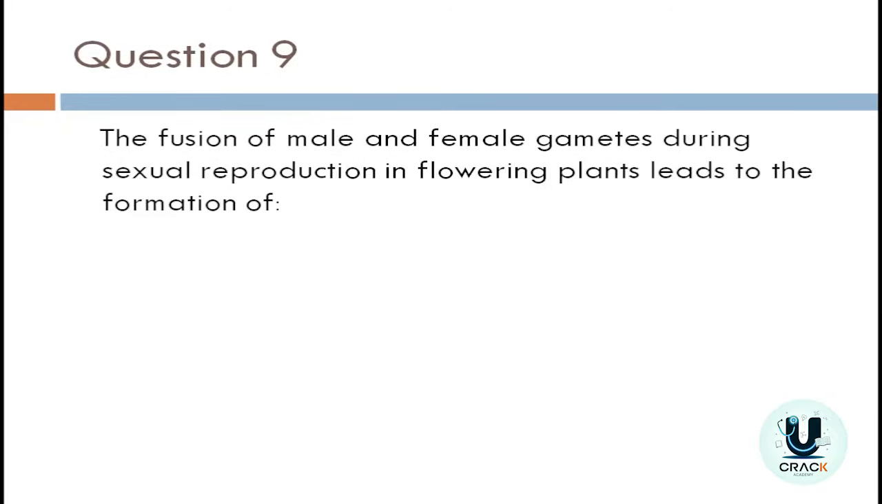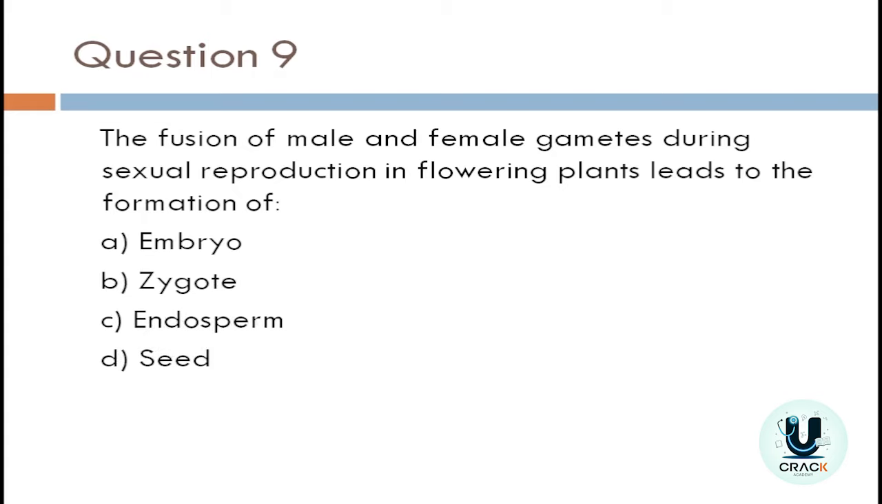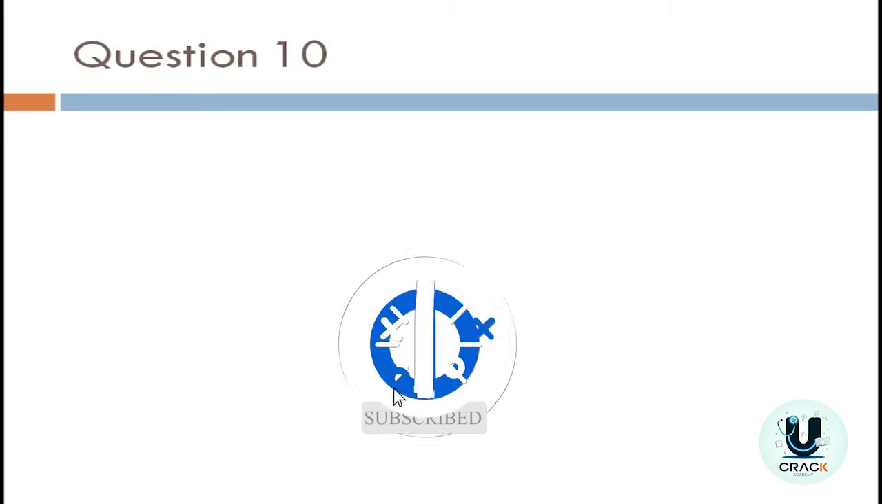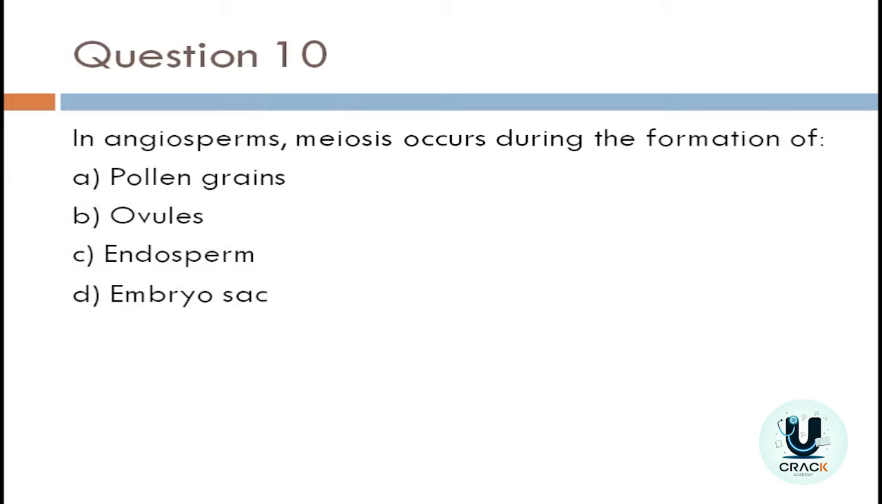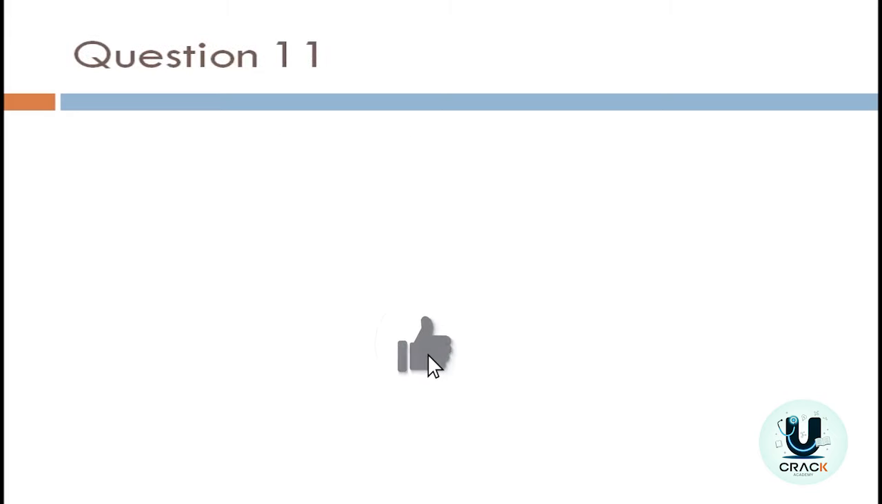Question number 9. The fusion of male and female gametes during sexual reproduction in flowering plants leads to the formation of: embryo, zygote, endosperm, seed. Answer: zygote. Question number 10. In angiosperms, meiosis occurs during the formation of: pollen grains, ovules, endosperm, embryo sac. Answer: embryo sac.